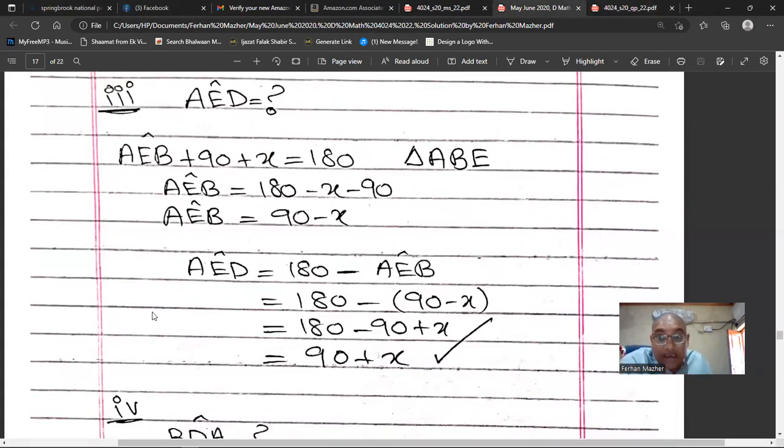AED will be AEB plus 90 plus X equals to 180. So the AEB will be equal to 180 minus X minus 90. So the AEB is equal to 90 minus X. Then I will find out the AED will be equal to 180 minus AEB, and that will be equal to 180 minus 90 minus X. And that is 180 minus 90 plus X. So that will be 90 plus X. Hope you understand this strategy.